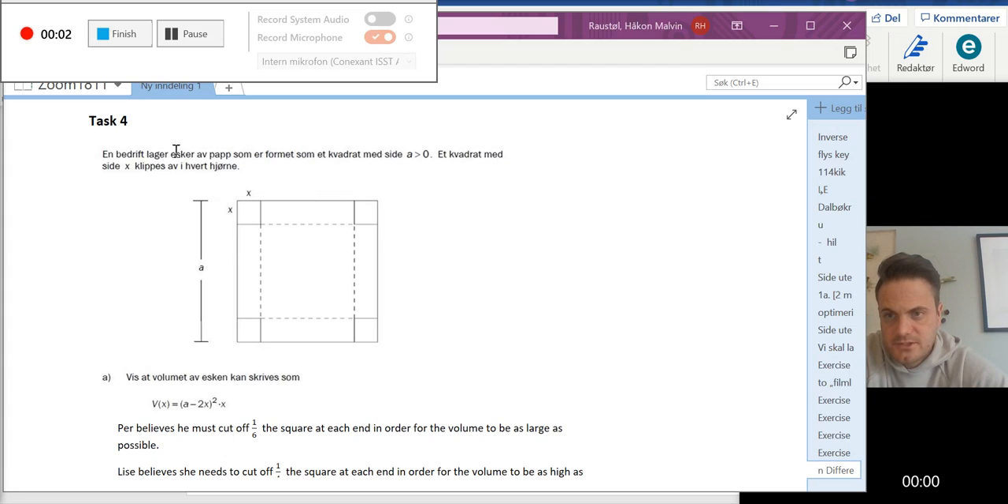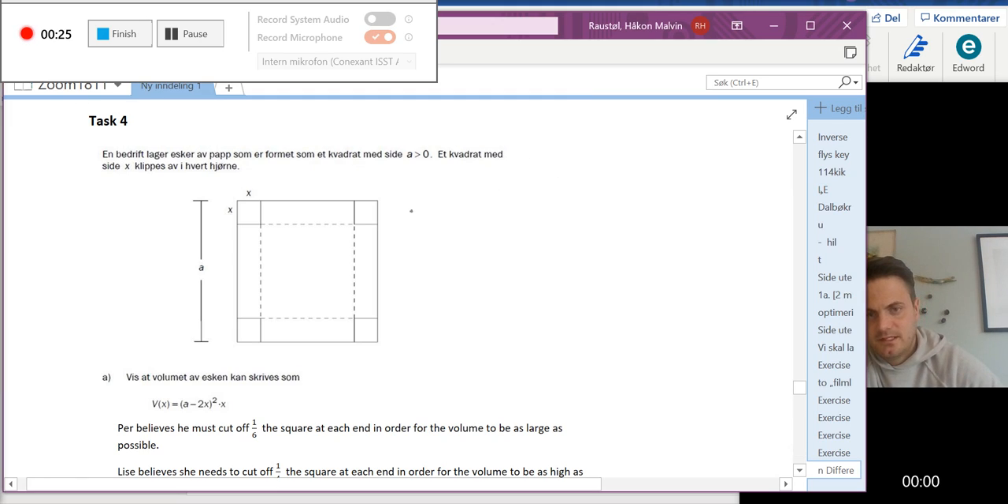A factory makes boxes like this from a square. They take a square and cut the four corners, fold it, and they get a box. And we should show that the volume of the box is as it says down here.